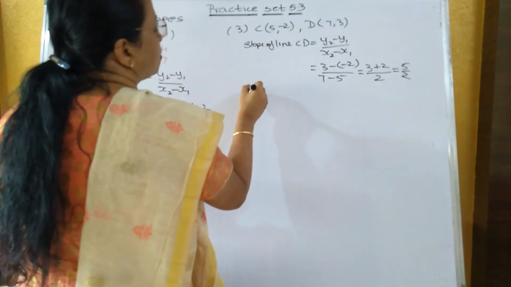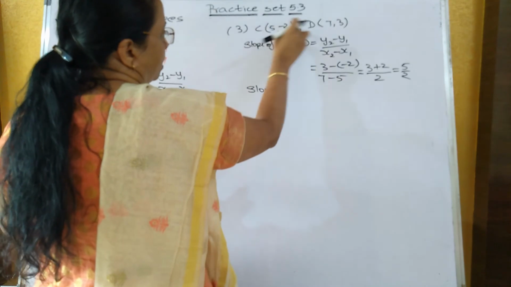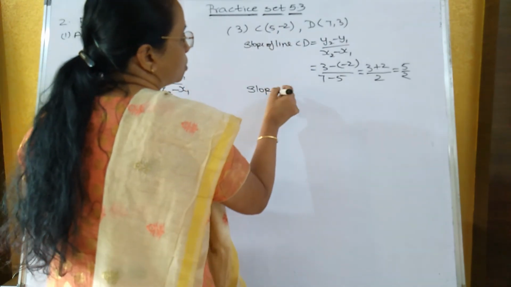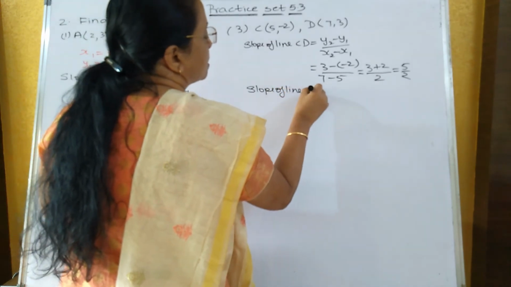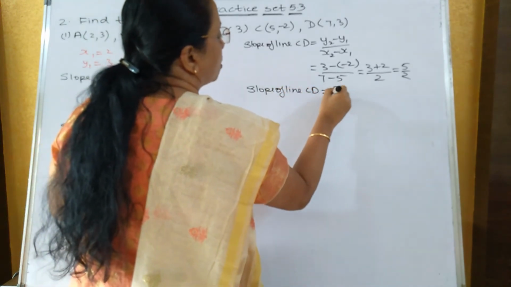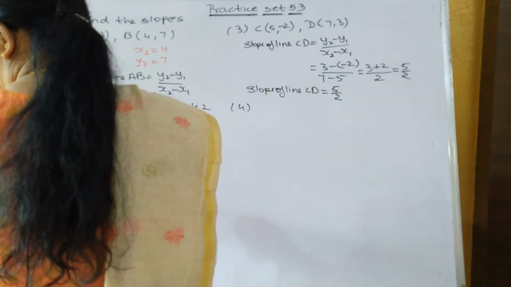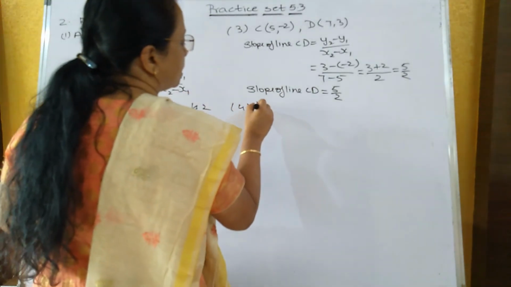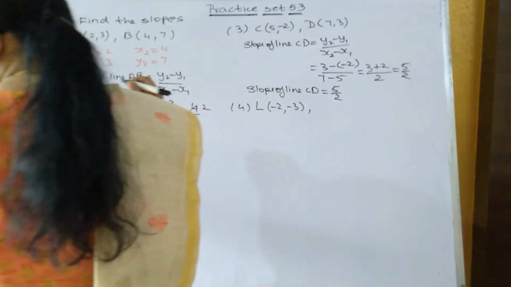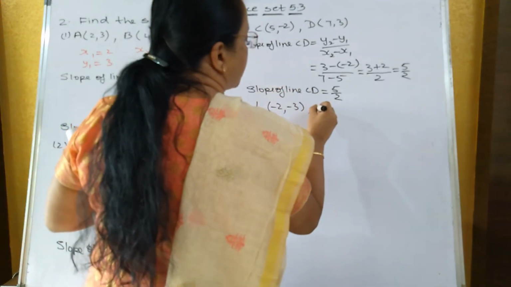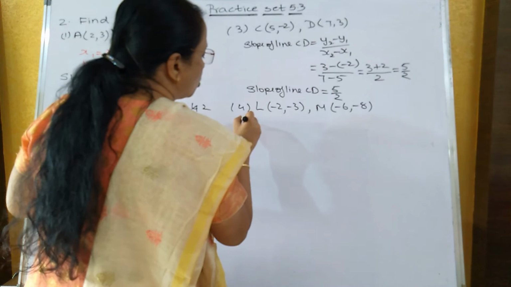So for the slope of a line, you have to write down what is x1, y1 and x2, y2, and then you're supposed to start. So slope of line CD is 5 upon 2. Now the fourth sum. They have given L (minus 2, minus 3) and M (minus 6, minus 8).